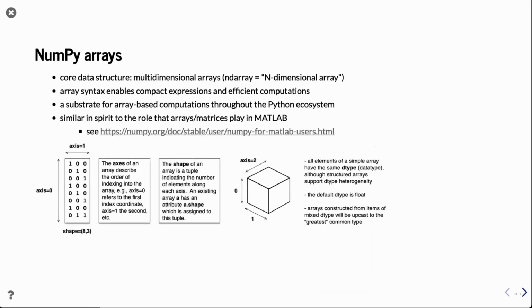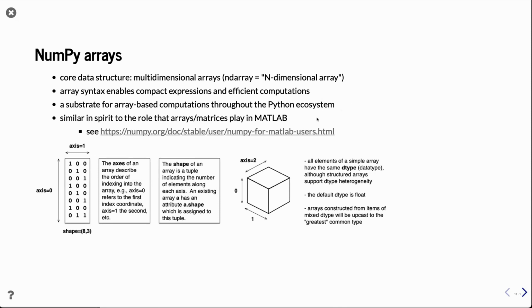So the core data structure provided by NumPy are these multi-dimensional arrays, or ndarrays, n-dimensional arrays as they're referred to internally. What these arrays provide is both the ability to construct arrays, and also a rich array syntax that enables complex expressions and efficient computations. I'll describe in more detail what that looks like. Not only does this provide array syntax, but these arrays form a substrate for lots of different kinds of computations that use arrays throughout this whole ecosystem.